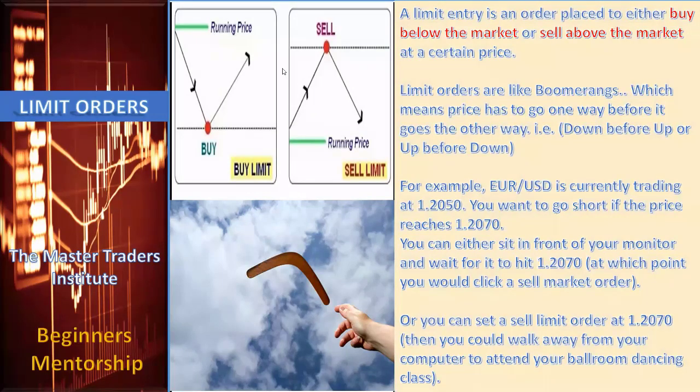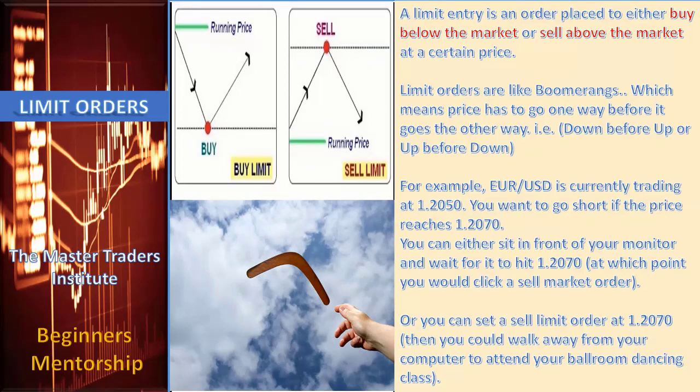A limit order entry is an order placed to either buy below the market or sell above the market. Don't forget the stop order is placed to buy above the market and sell below the market. But a limit order is placed to buy below the market and sell above the market at a certain price.